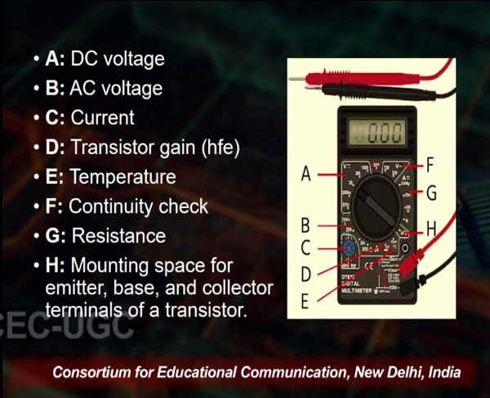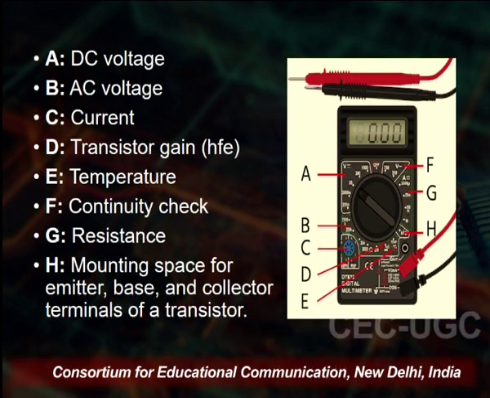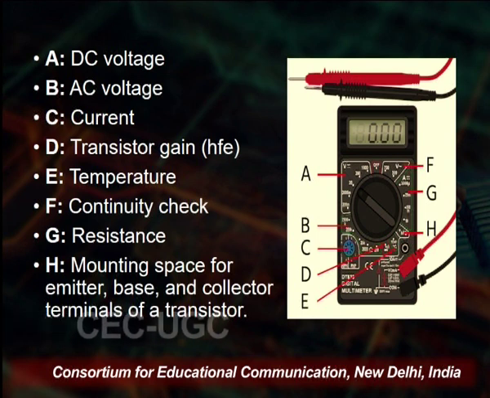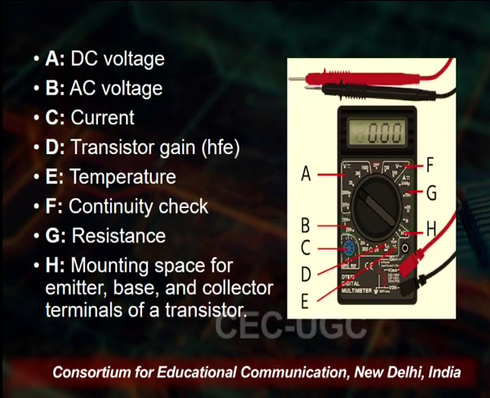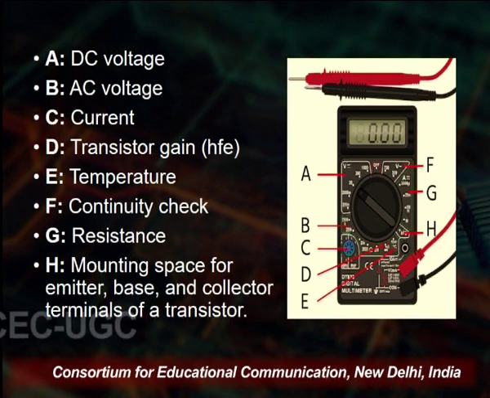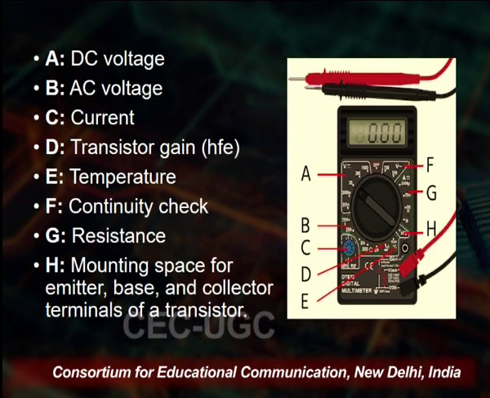So, if we check the continuity in the wire, we use this continuity check. Another is G, that is the resistance, on the right hand side. Then we have H, that is a mounting space for the emitter, base and collector terminals of a transistor.